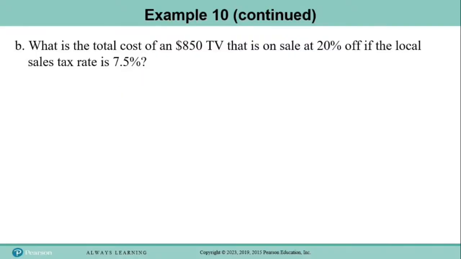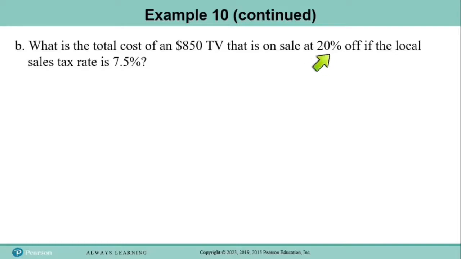Now, just to go through it step by step, what we would do first is first calculate the discount, then subtract the discount from the TV price, and that will give us the sale price. Then calculate the sales tax, then add the sales tax to the sale price. Okay, so let's do that.